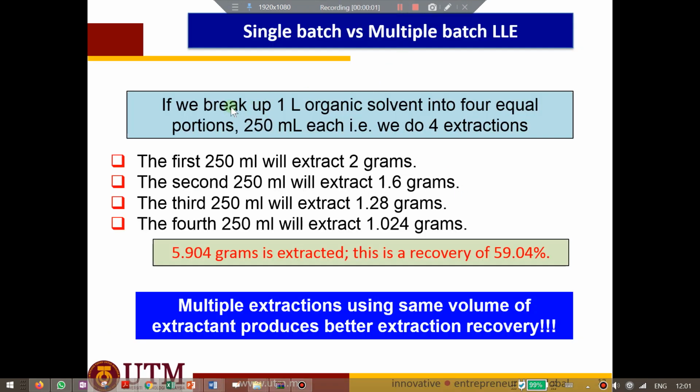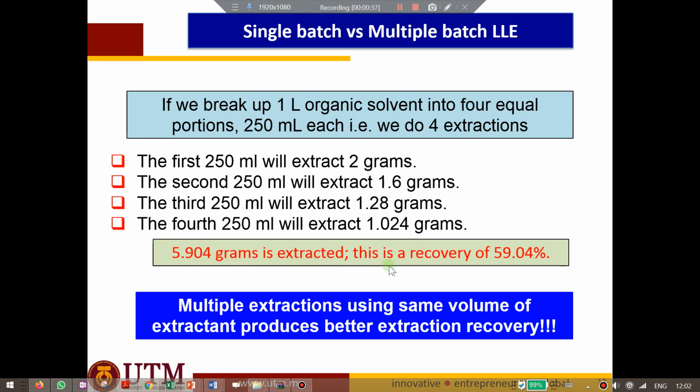Okay, let's see if we break our organic solvent up into 4 equal portions. Instead of previously breaking up into 500 and 500 ml, now we break up into 4 times 250 ml. So the first extraction we are only able to extract 2 gram. The second we can extract 1.6 gram. Until the fourth we can extract 1.024. If we add up the total extracted, it becomes 5.904 gram.